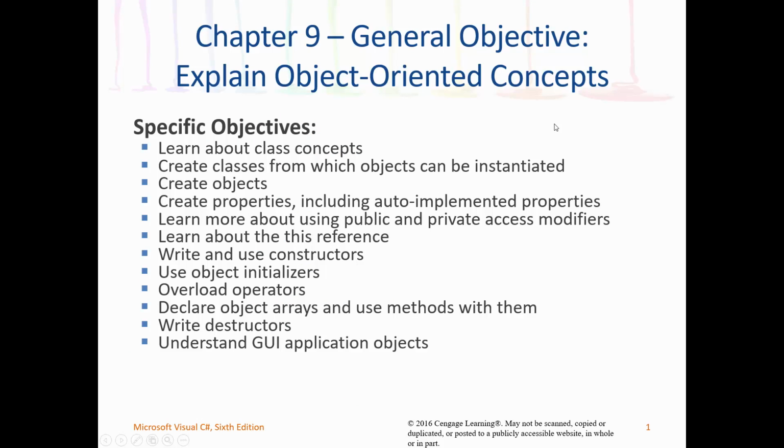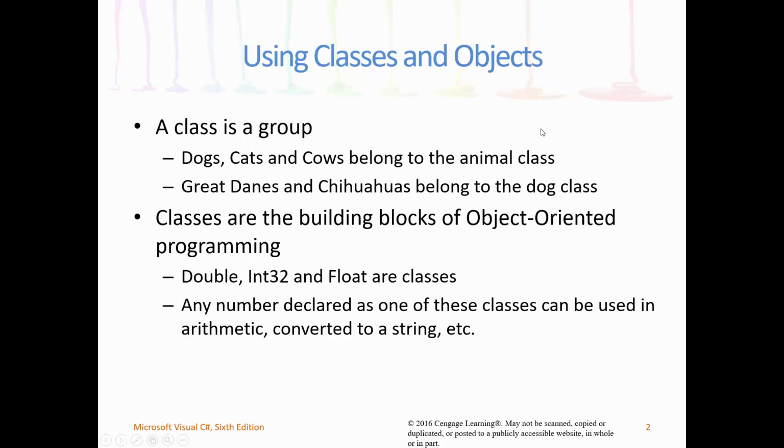Our specific objectives: we want to learn about classes, we want to learn about objects, we want to learn about properties, talk about the access modifiers, and particularly public and private. Talk about where it says learn about the this reference. The word this is actually a keyword in the C# programming language, as it is in Java. Write and use constructors, use object initializers, overload operators, declare object arrays and use methods with them, write destructors, and understand GUI application objects.